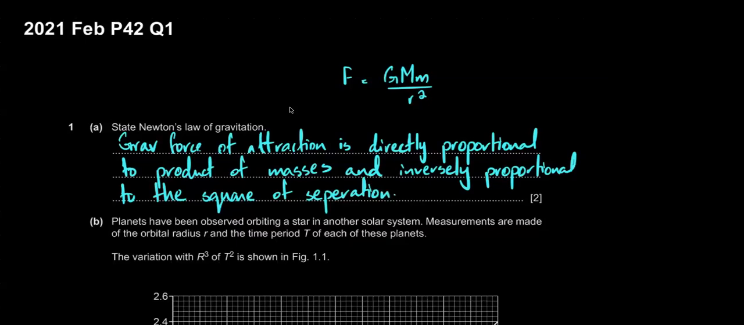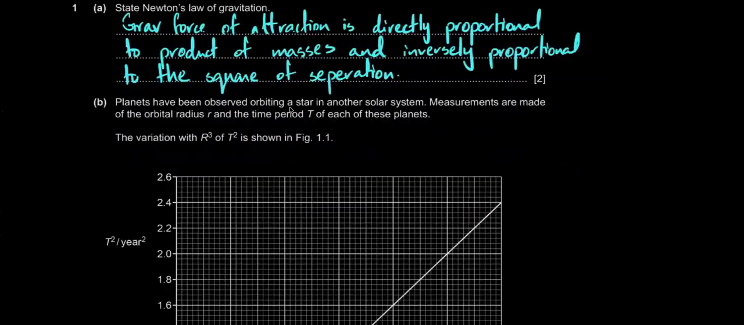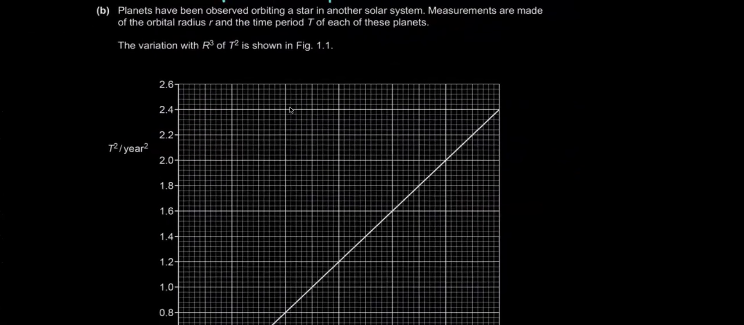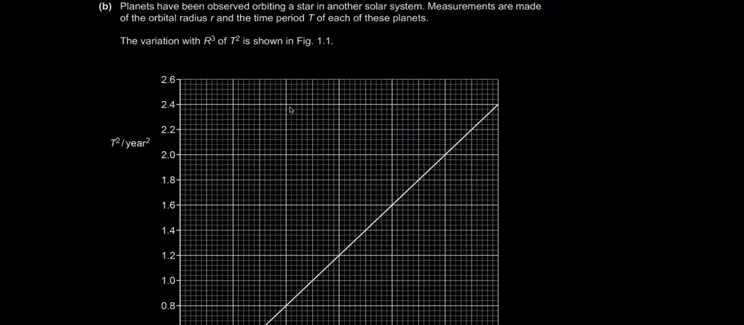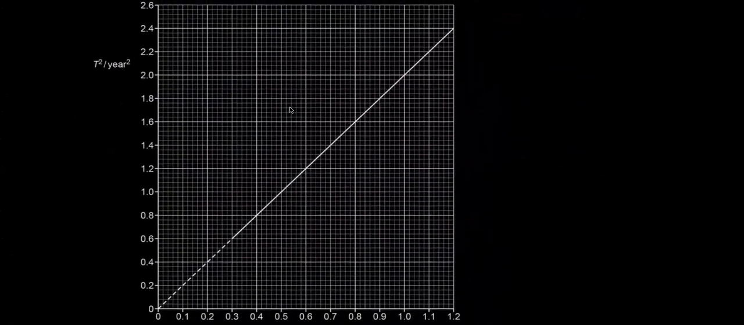Next part. So part B says planets have been observed orbiting a star in another solar system. Measurements are made of the orbital radius r and the time period T of each of these planets. The variation of T squared with r cubed is shown in figure 1.1. So this is the graph that you are expected to work with.